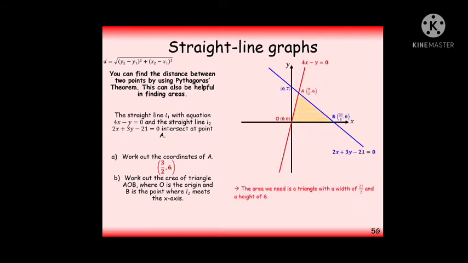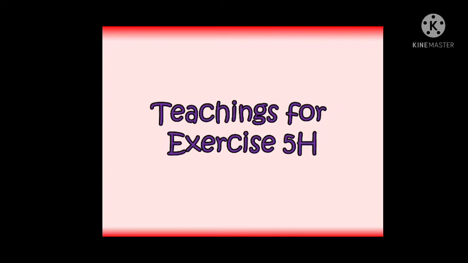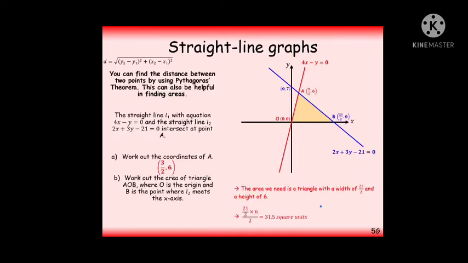So the area we need is a triangle with a width of 21 halves and a height of 6. So it's 21 halves times 6, all over 2, which is 63 divided by 2, which is 31.5 square units. All right. You could also write for that one units squared, and that would also be fine.